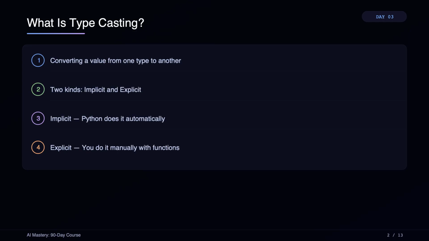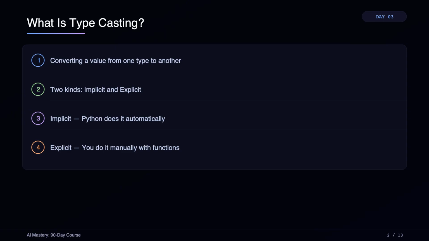The first kind is called implicit casting. This happens automatically without you writing any extra code. Python silently converts one type to another in the background when it needs to. For example, if you add an integer and a float together, Python automatically converts the integer to a float before doing the addition. It does this to avoid losing information. Converting an integer to a float is safe because floats can represent all integers plus decimals. Python never implicitly converts in the other direction, because that would mean losing data.